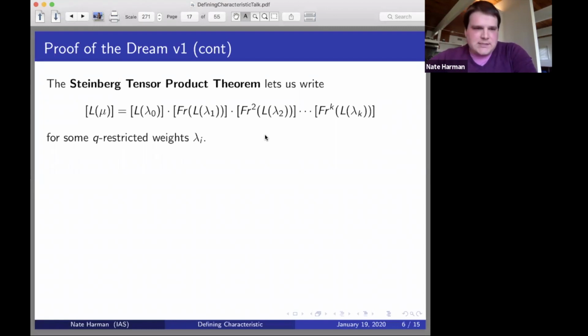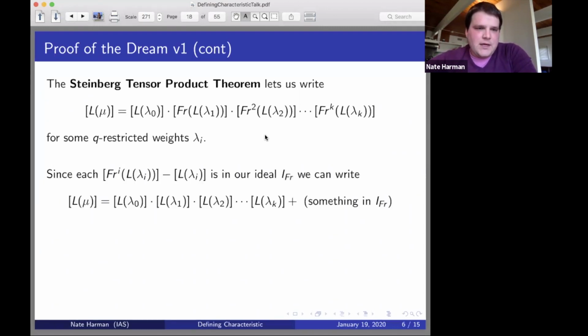But all right, now this is good for us because each one of these terms we can replace by something smaller, right? I take each one of these terms, a Frobenius twist of L of lambda, and I get to replace it by the un-Frobenius-twisted version, because that difference is in our ideal. So up to junk in this ideal, I can just write my L mu as a product of some L lambdas, which are all q-restricted, plus something in my ideal.